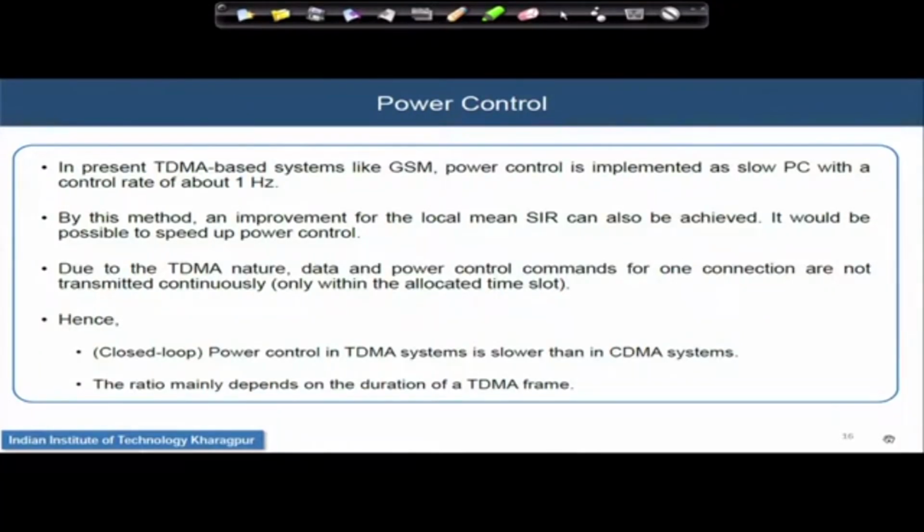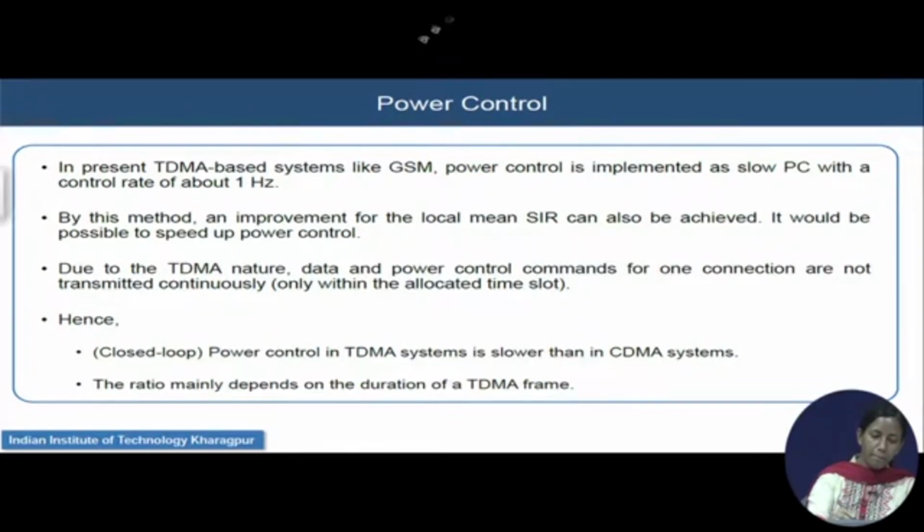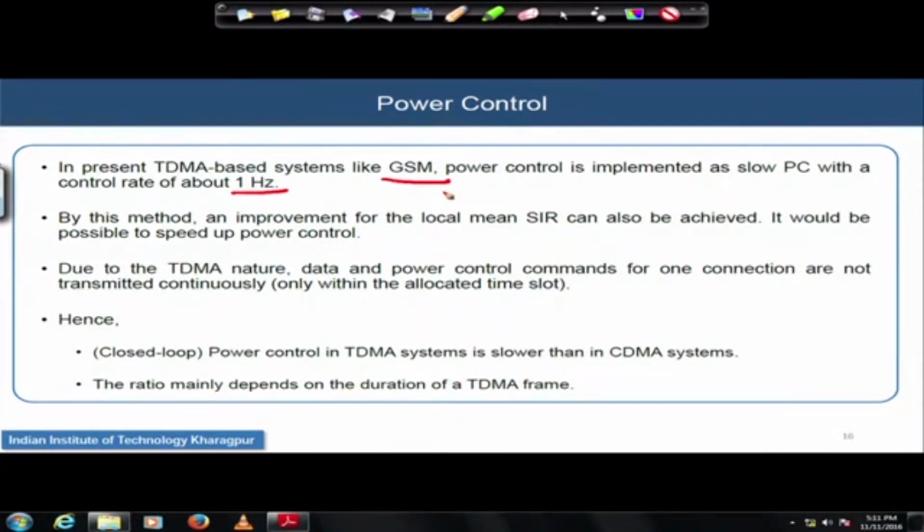At present, in TDMA based systems like GSM, the power control is implemented, which is a slow power control, and the control rate is about 1 Hertz for GSM. By this method an improvement of the local mean of SIR can be achieved, that we have already discussed, and it would be possible to speed up the power control also.